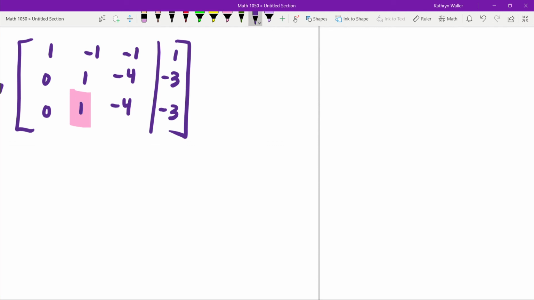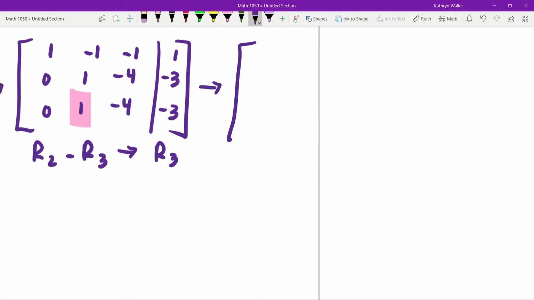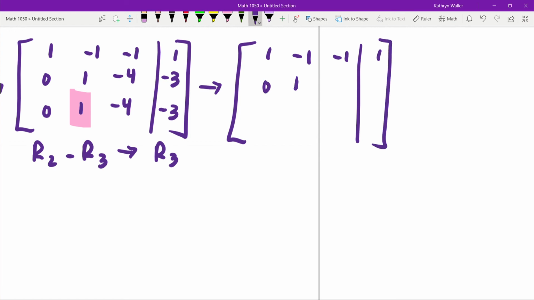Okay? I need to get a 0 there. I cannot use row 1. So I use 2 and 3. You can go row 2 minus row 3 or row 3 minus row 2. It doesn't matter. Becomes my new row 3. Okay, so row 1 doesn't change. Row 2 doesn't change. Row 2 minus row 3.